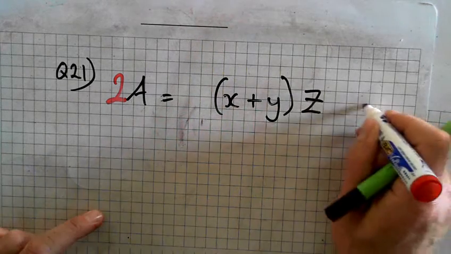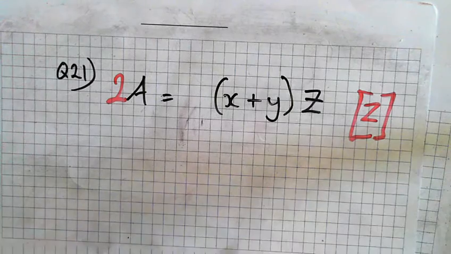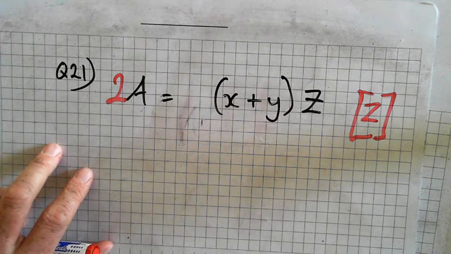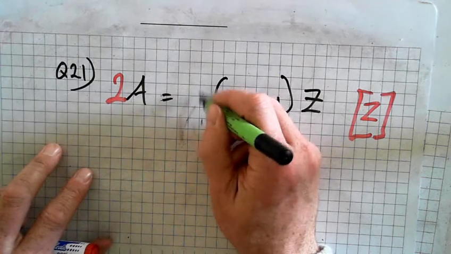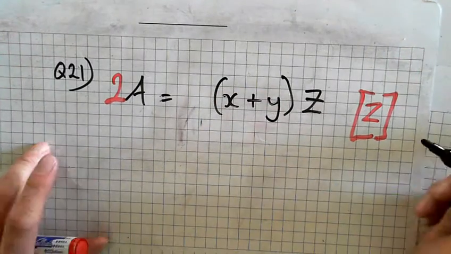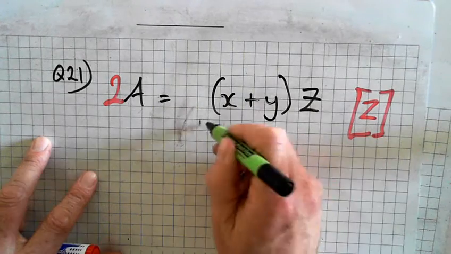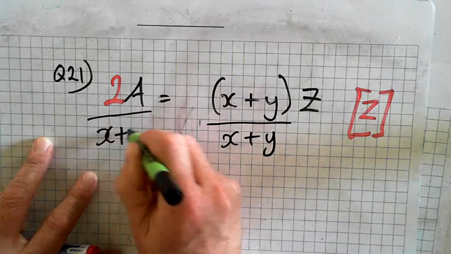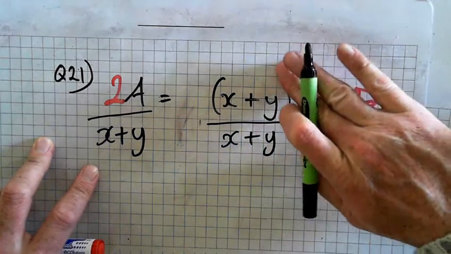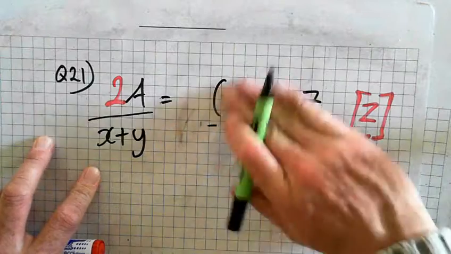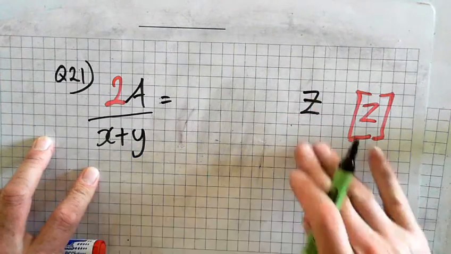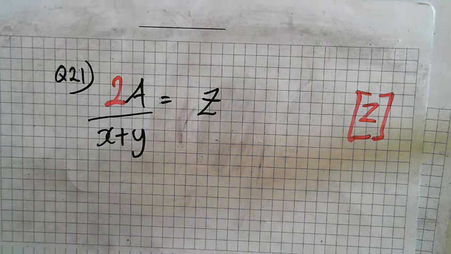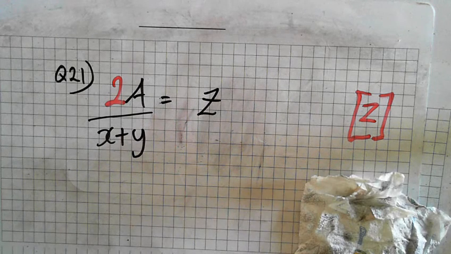And in question 21, you have to make z the subject. So why don't you write in the 1? You don't have to, because if it's not written, it's there. So all we have to do is keep z on its own, divide both sides by what you don't want. X plus y divided by x plus y is 1. 1 times z is z. So they're not too bad, are they?